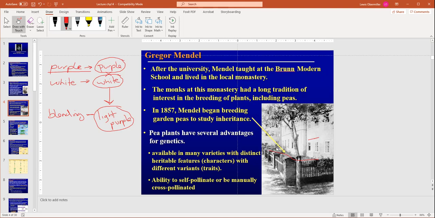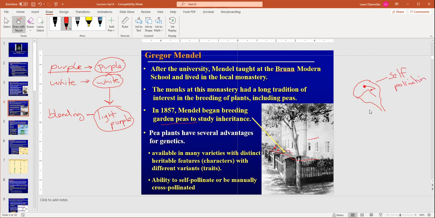So if he planted purple flowered plants here and white ones here in his garden, then you would expect the pollen to fly all over the place. So he couldn't really control the experiment. He wouldn't know what plant pollinated what plant. And that's why he picked peas, because peas have ovaries, and they make their own pollen. So they have both sex parts, and they have a little flap that covers them up. So they pollinate themselves. We call this self-pollination.